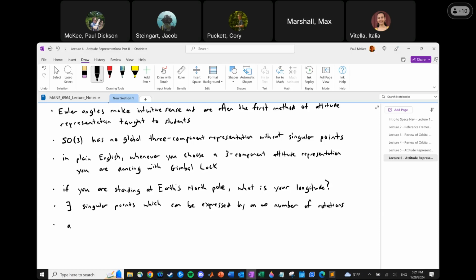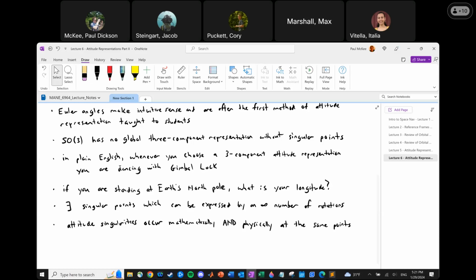And then same thing we were talking about before. Attitude singularities occur mathematically and physically at the same point or points. There can be two.